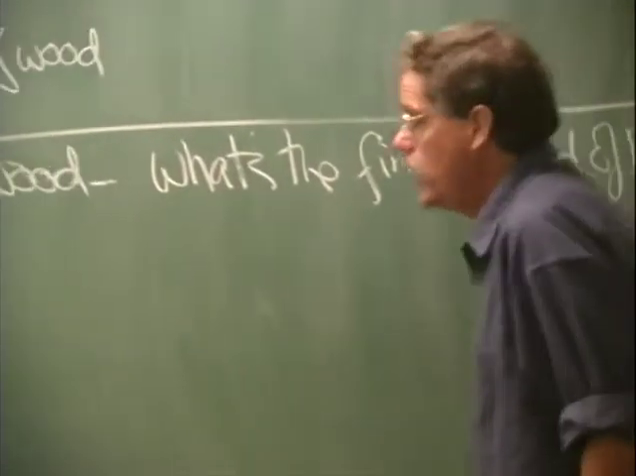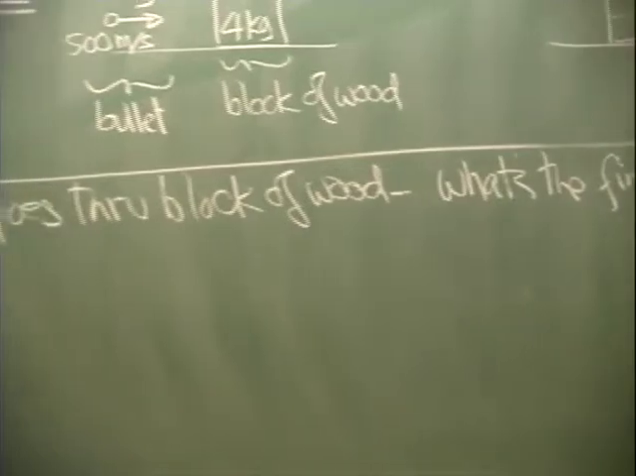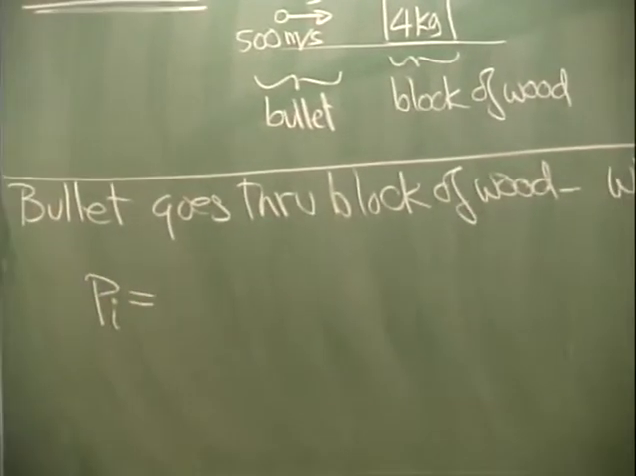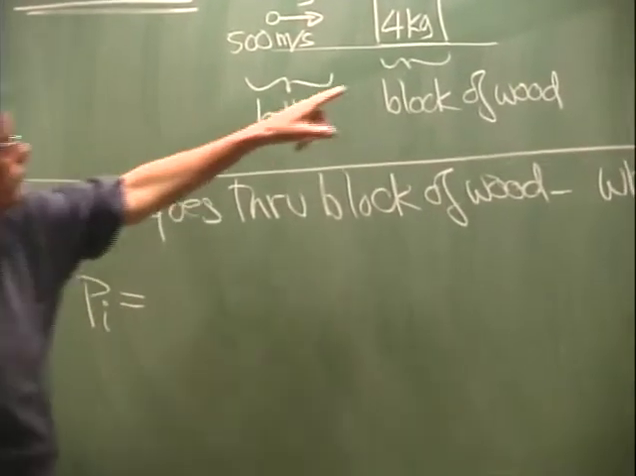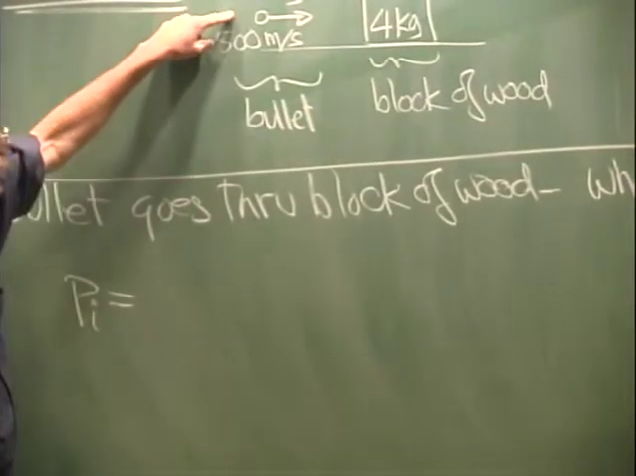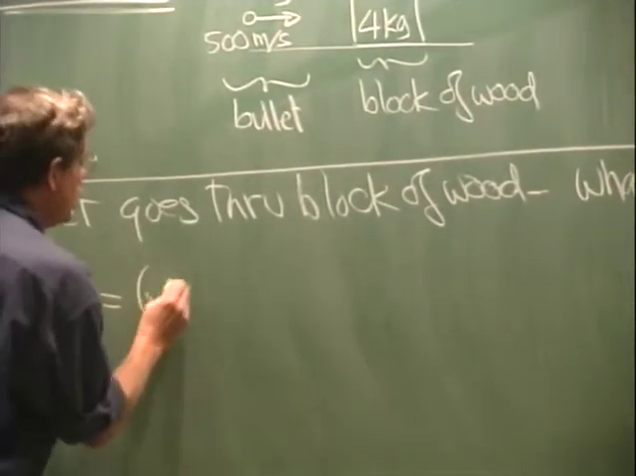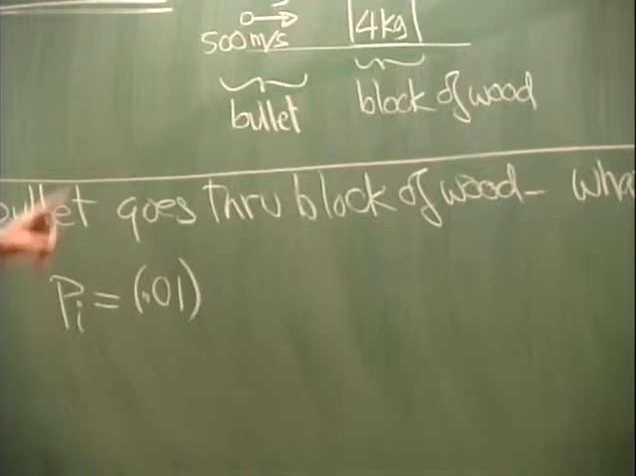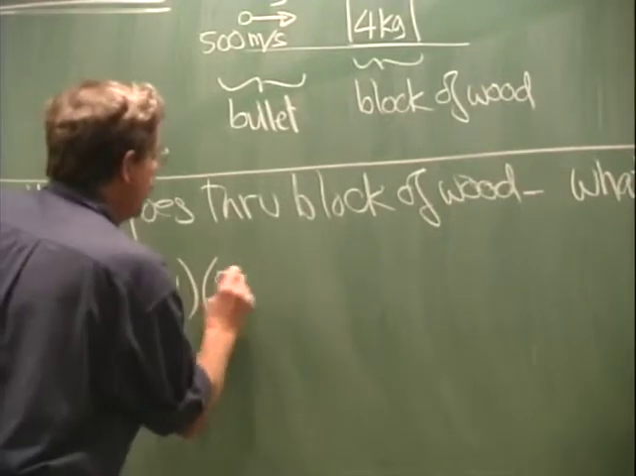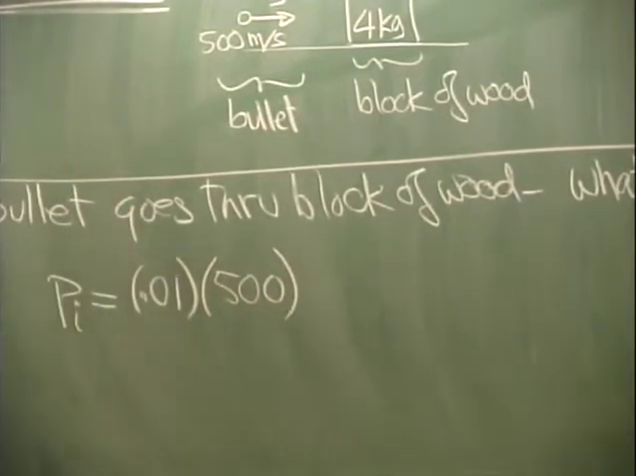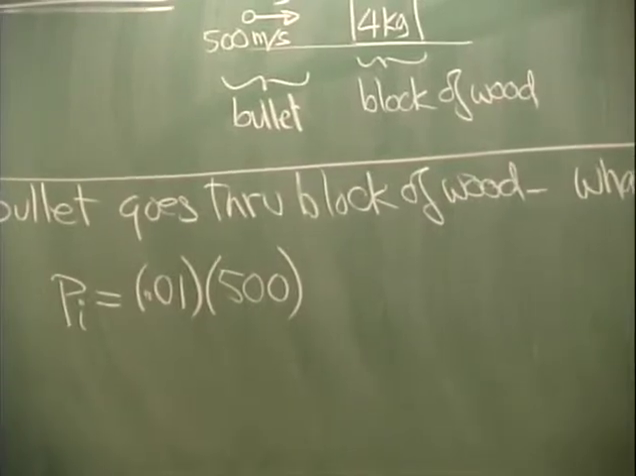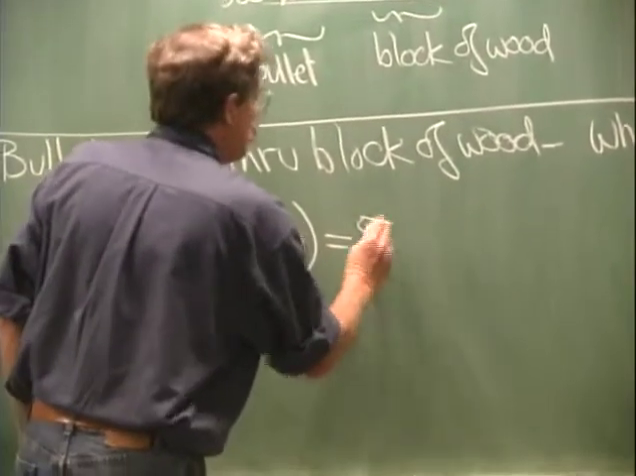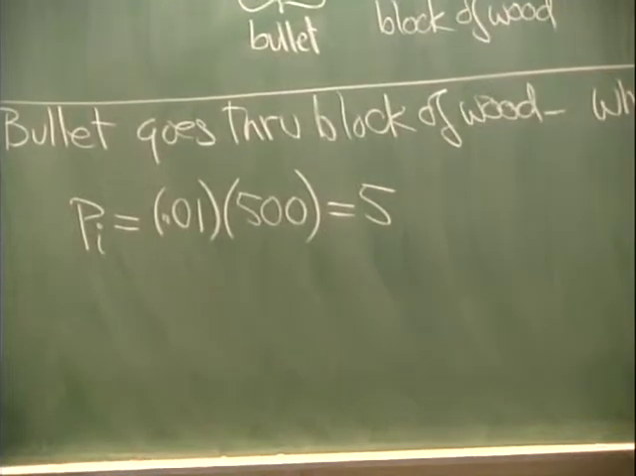Conservation of momentum. The initial momentum is, well, the block isn't moving, so it's just the bullet here. The mass is 0.01 kilograms, and the speed is 500 meters per second. So that's 5 kilogram meters per second.